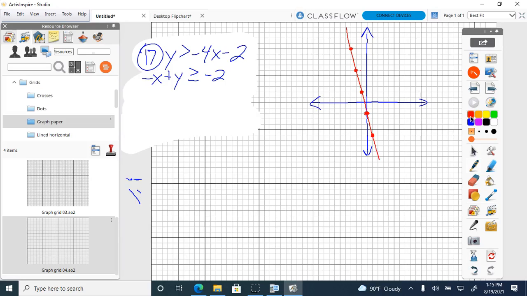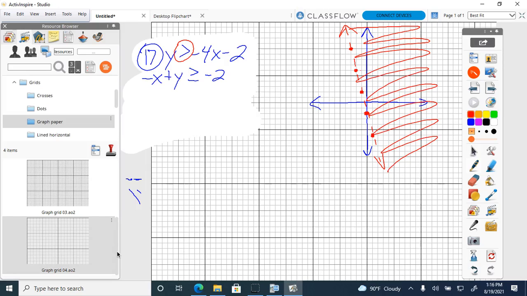Uh-oh. What'd I do wrong with my line? It's solid. And it needs to be what? It needs to be dotted. So let me try that again. All right. Now, why does it have to be dotted? Because it's just greater than. It's not greater than or equal to. Okay? So, greater than, do I shade above or below? Above. So, I'm going to shade everything above it. To the right. Okay?